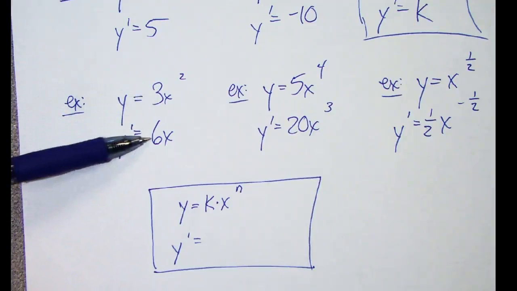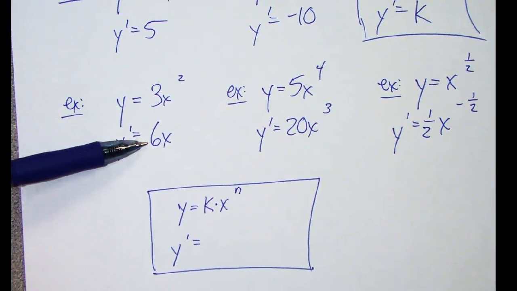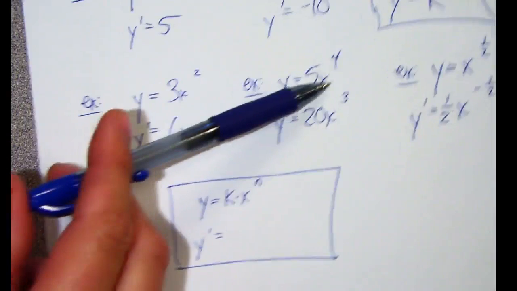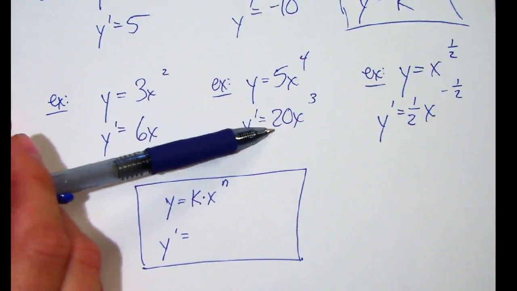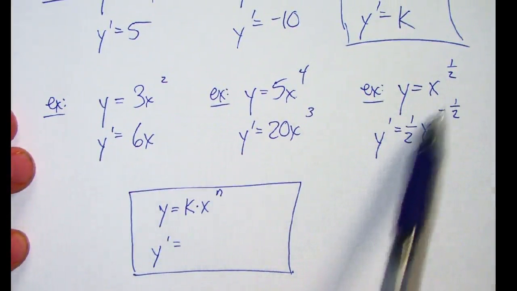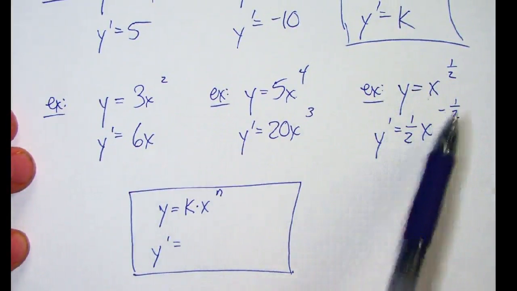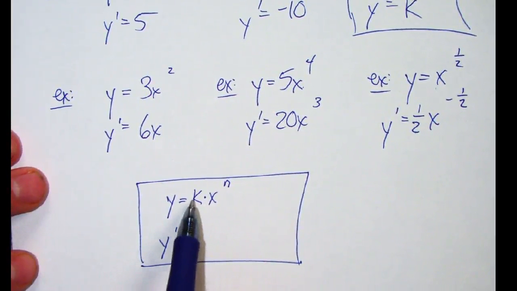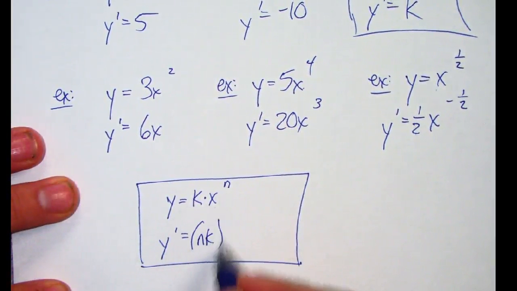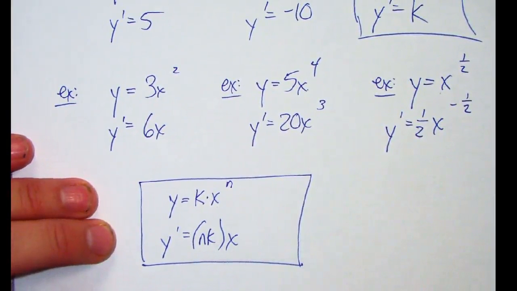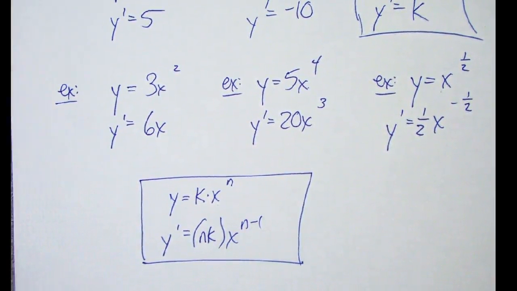Like if I look at this one, where'd that 6 come from? 3 times 2, and then what happened to the power? 1 less, right? Where'd the 20 come from? There's the 4 times 5, and what happened to the power? Down by 1. Where'd the 1/2 come from? The 1/2 times the 1 that's in front, power decreased by 1. So if you have k times x to the n power, your derivative is going to be n times k. You multiply the power times the number in front, you leave the x, and what's your new power? n minus 1.